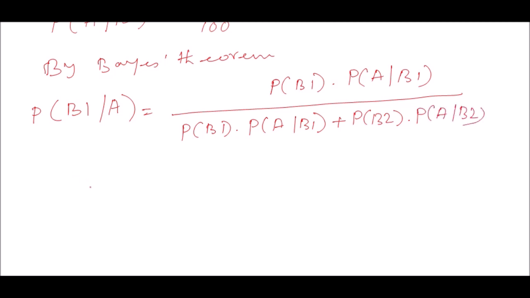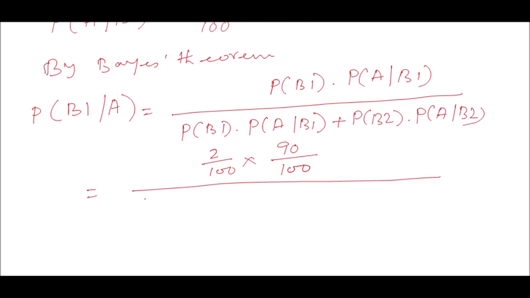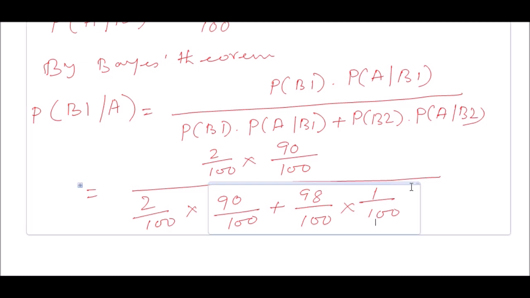Now we substitute the values. P of B1 is 2/100 multiplied by 90/100, plus here 2/100 multiplied by 90/100 plus 98/100 multiplied by 1/100, and we are just substituting the corresponding values.